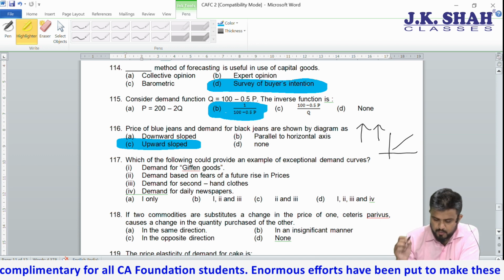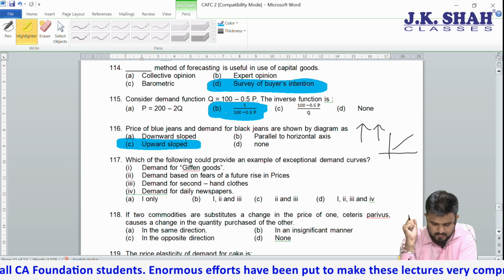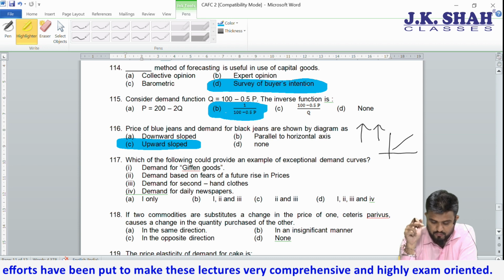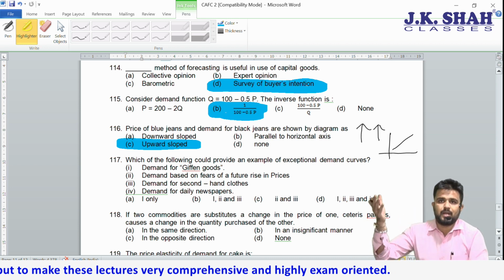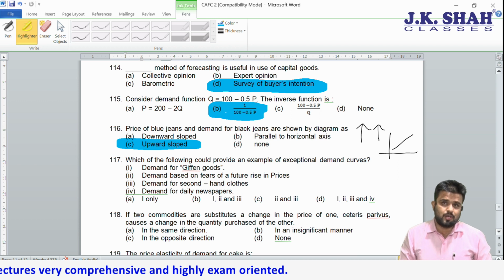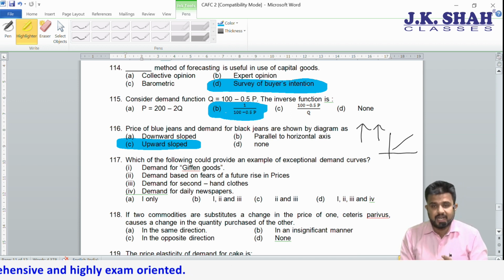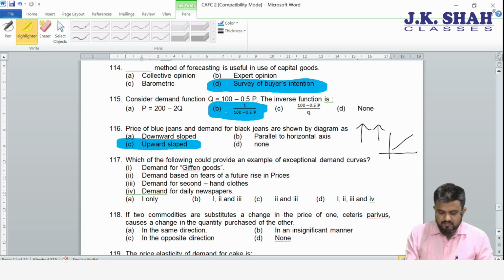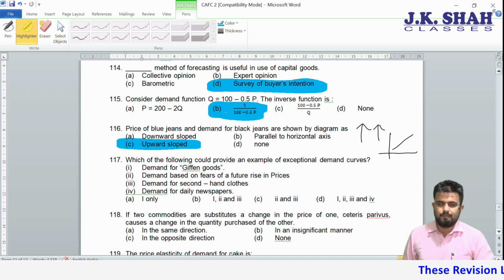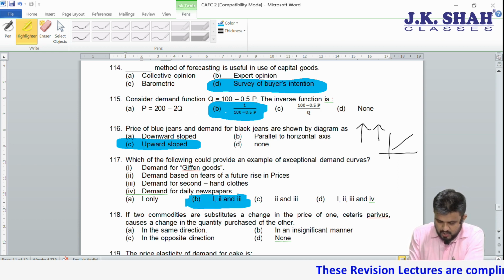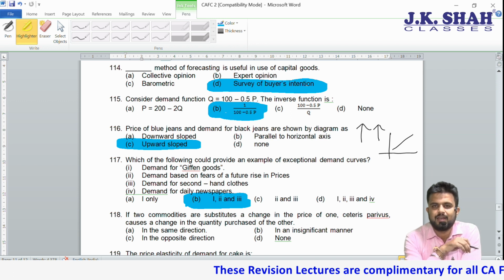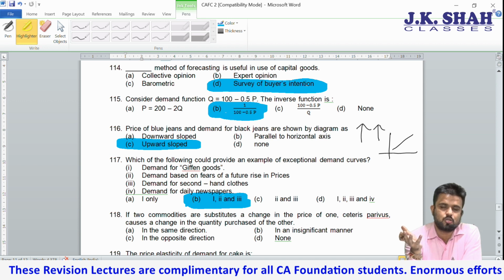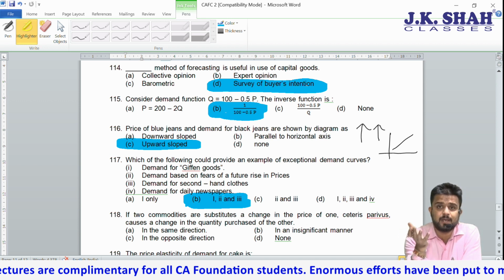Which of the following could provide an example of exceptional demand curve? Giffen goods, yes. Demand based on fear of future price rise. I expect the price to rise, my present demand will also rise. Yes. Demand for second hand clothes. Second hand clothes are nothing but inferior again. And demand for daily newspaper, answer is no. So the answer is 1, 2 and 3. Because whether newspaper price increases or decreases, our demand is always going to remain the same.